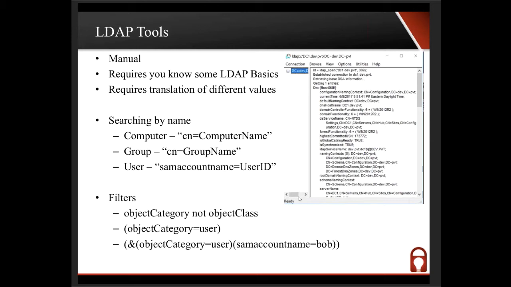at. So when you're searching for something by name, a computer, you always want to use CN and the computer name. A group is also CN and computer name. And once again, a user, or when you have a login ID, is SAM account name.